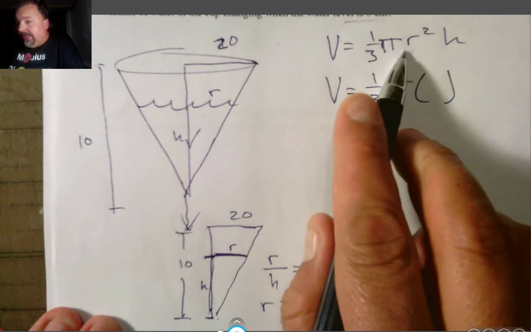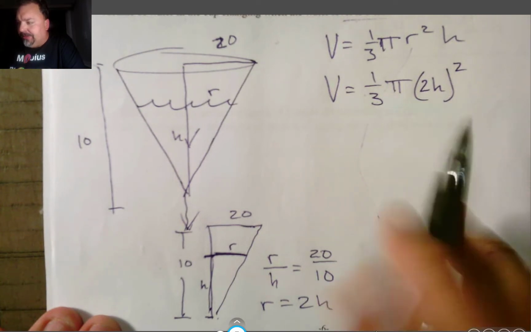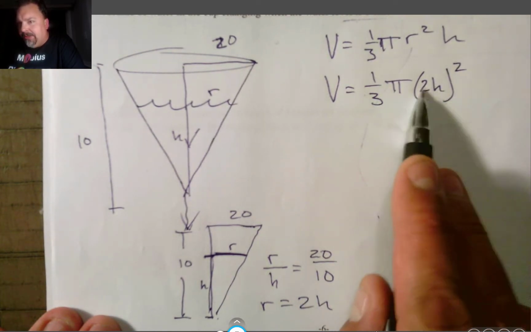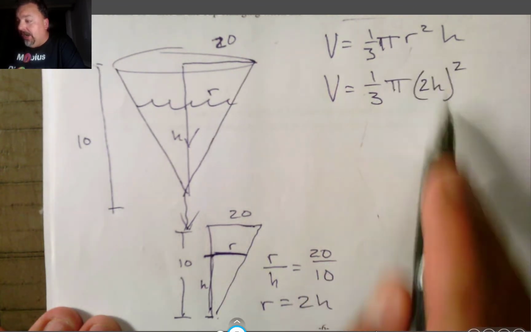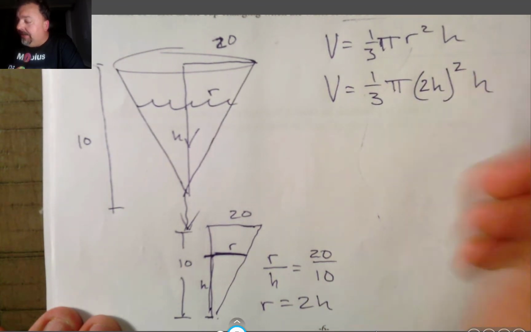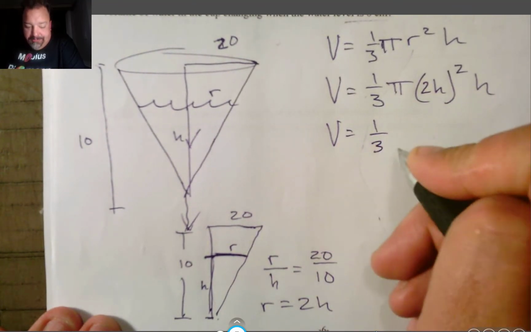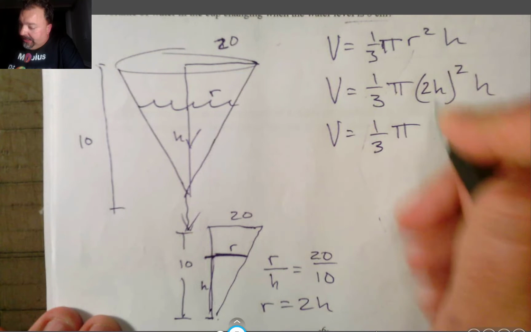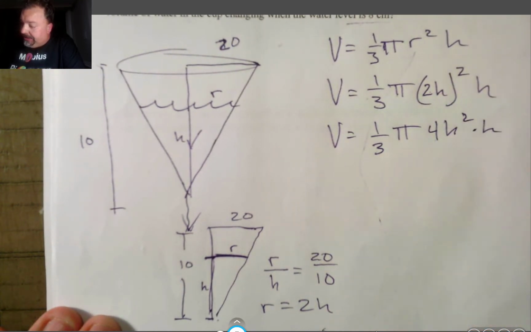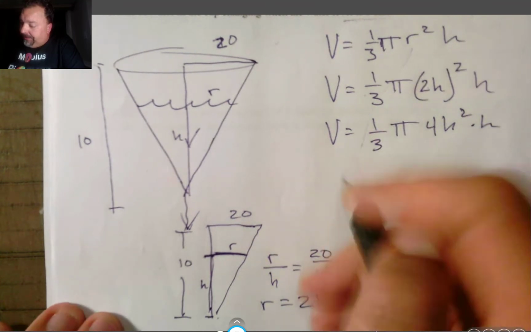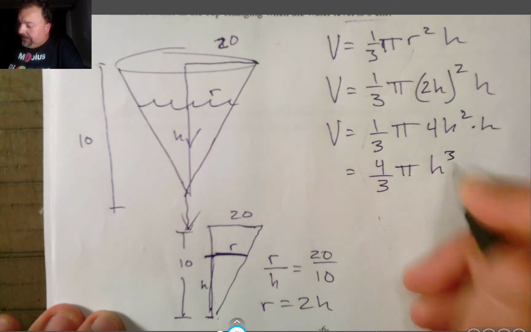But I've got to remember that r here is being squared. So that means that this whole 2h has to be squared as well. That's, again, another tricky part, where some people might forget to square the 2. But 2h is equal to r, and we're going to square that, and we're going to multiply by h. So if I simplify this a little bit, I have pi, and then 2h squared is going to be 4h squared times another h. Move this 4 to the front, that's going to be 4/3 pi h cubed.